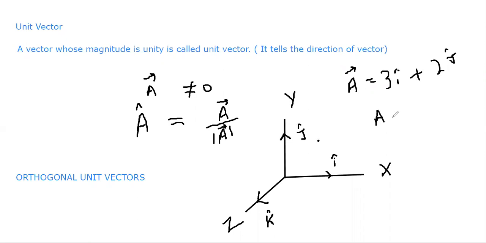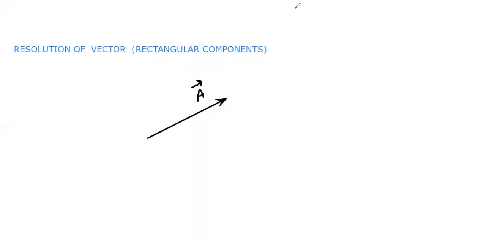Now if I say there is one more vector, B vector, which is equal to 3 i plus 5 k. Now i is for x, k is for z. So this plane would be xz. That means B vector is here, right? If you have i, j, k, all the unit vectors in a vector, that means it is in 3D, that is in x, y, z space. So by seeing the value of a vector, you can tell the direction of the vector with the help of these unit vectors i, j, and k. The next topic is resolution of vectors, or you can say rectangular components.